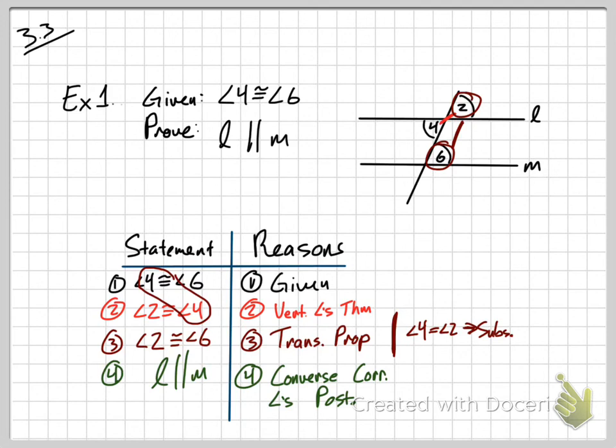Anytime you see in your examples that you're trying to prove parallel lines, a lot of times you will be using a converse instead of the original postulate or theorem.